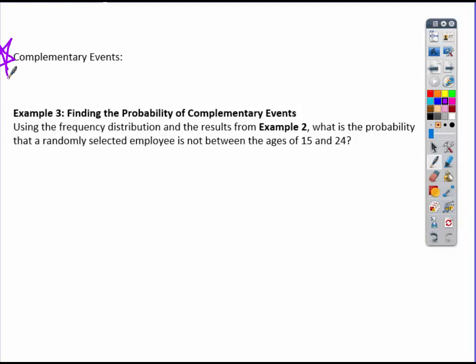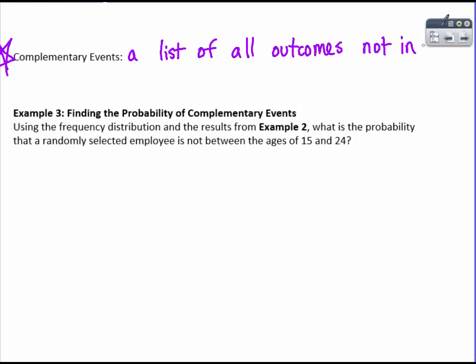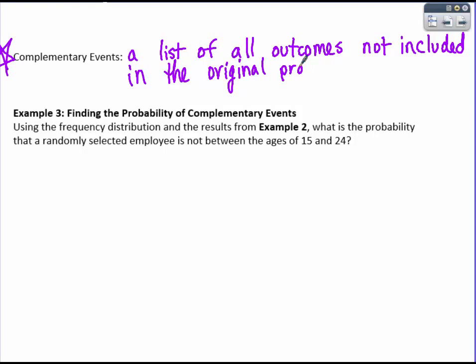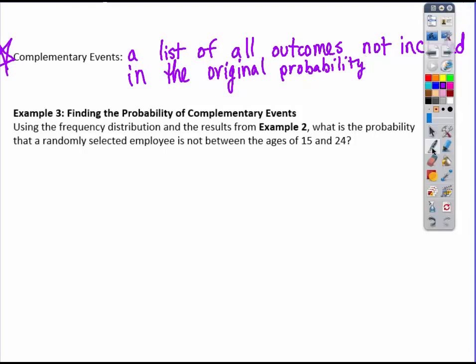Complementary events are essentially a list of all outcomes not included, we'll put it that way, in the original probability. And I'm also going to go through and put a formula here, as well as some notes.